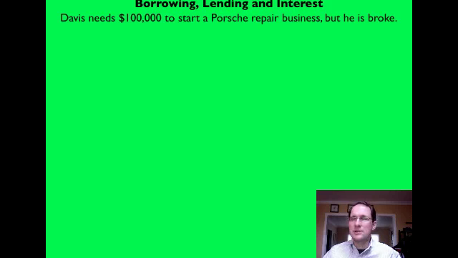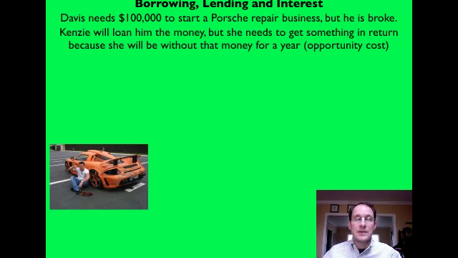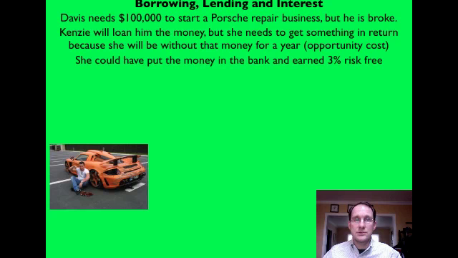Davis needs $100,000 to start a Porsche repair business, but he's broke. Now, there's Davis's first customer. Looks like he wrecked his Porsche, so Davis needs to start that business. Kenzie will loan him the money, but she needs to get something in return, because if she loans it to him, she's not going to have that $100,000, and there's opportunity costs associated with that.